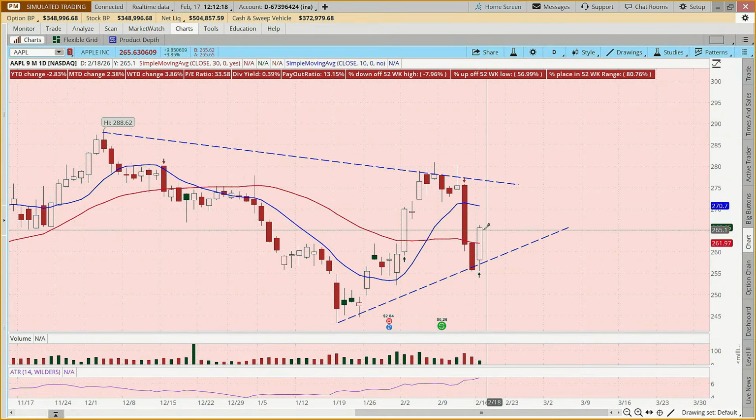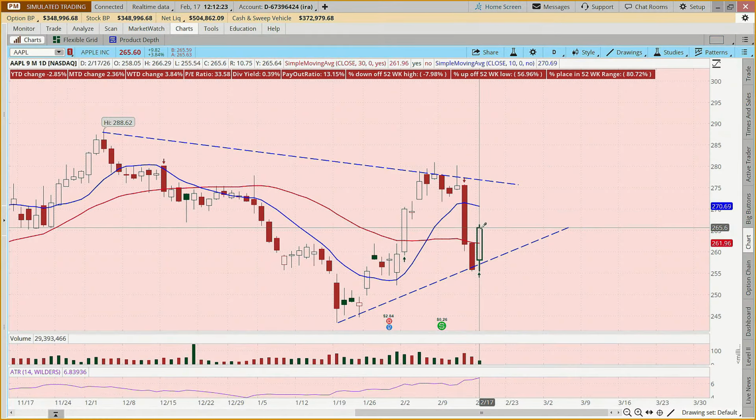And if you're buying the stock, how long might it take to get there? Well, it could take a week. It could take a few days. It could never get there. And then where might you put your stop?